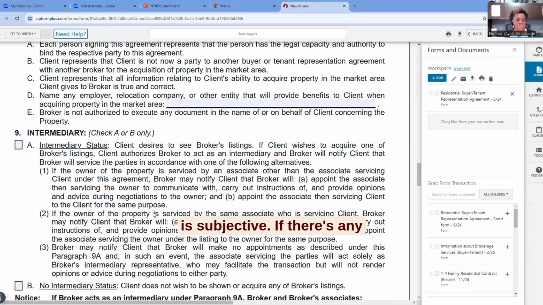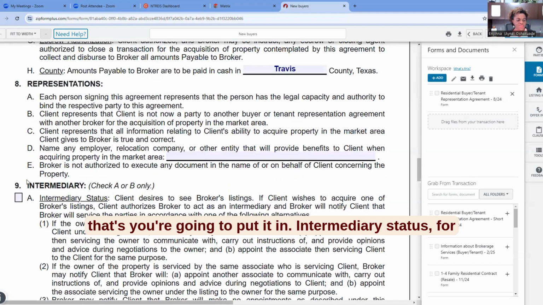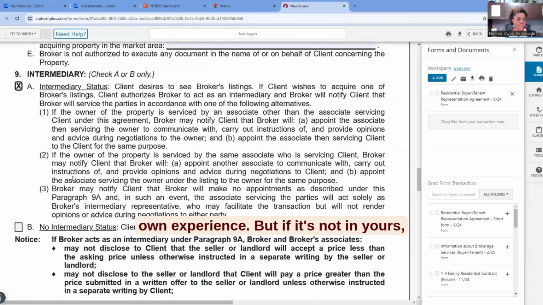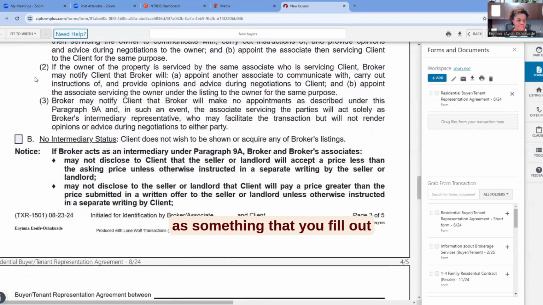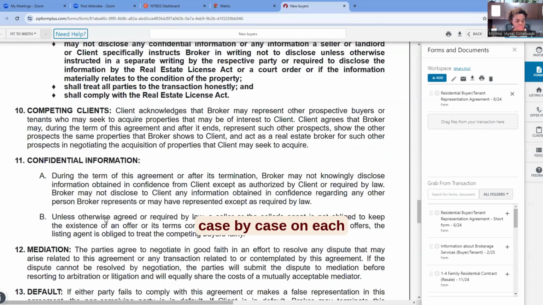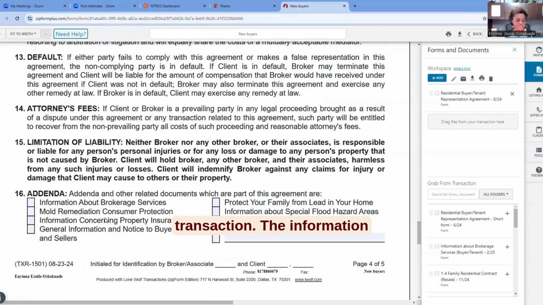Relocation is subjective. If there's any relocation company or employer involved, that's where you're going to put it in. Intermediary status, for the most part, is yes in my own experience, but if it's not in yours, then you can leave that empty and have that as something that you fill out case by case on each transaction.